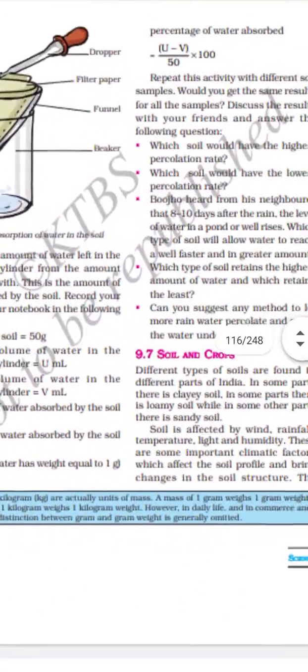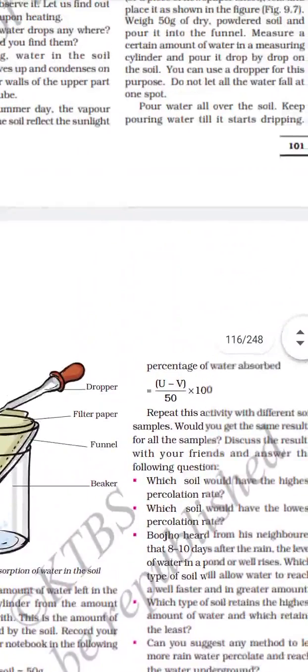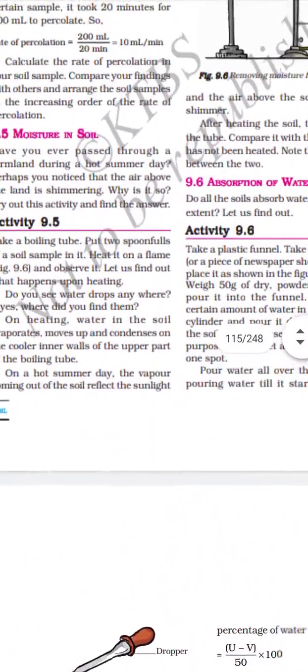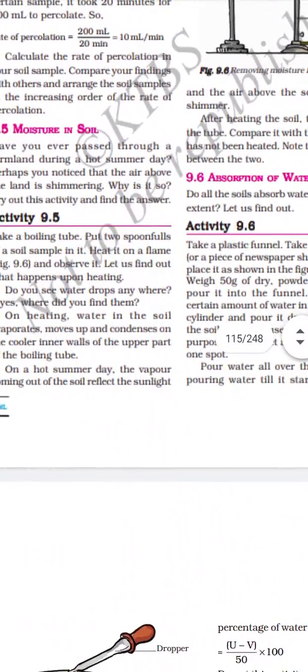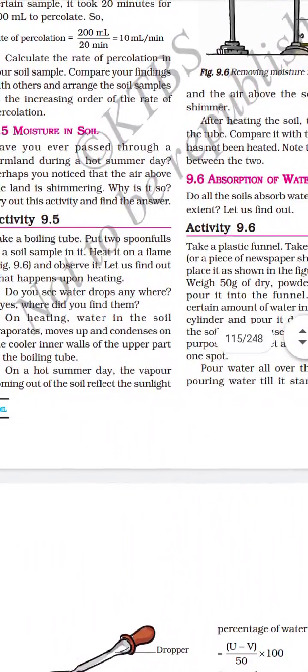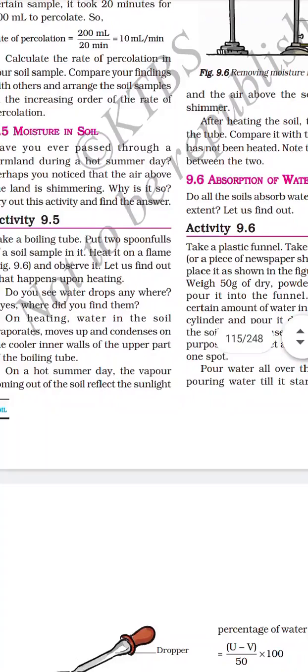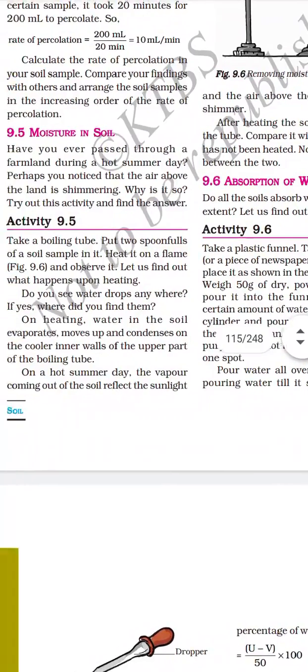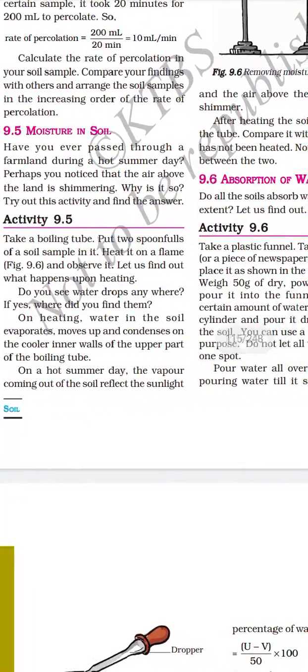We'll start once again. Today we have started with the moisture in soil. Like I told, soil contains water. When you heat soil, the air above it shimmers. Perhaps you notice that the air above the land is shimmering.